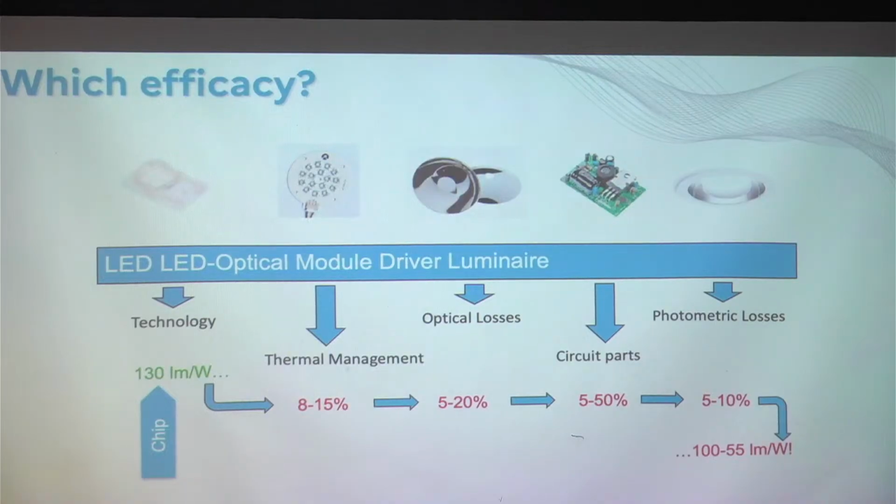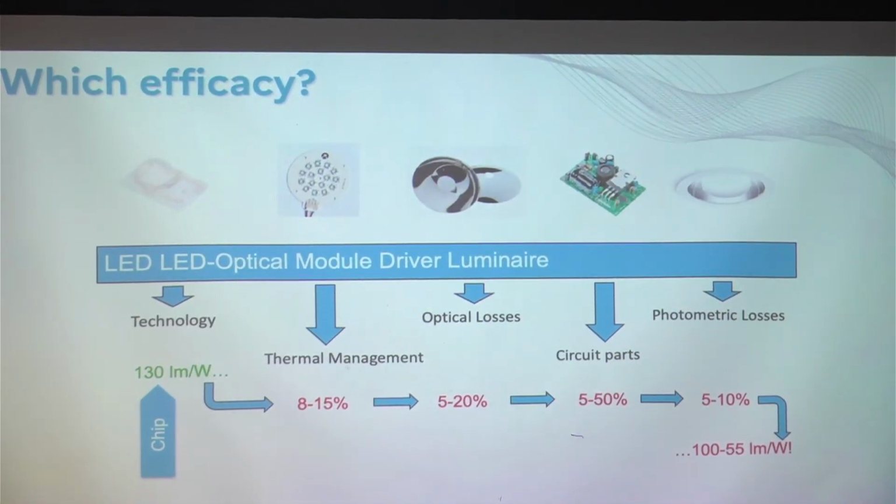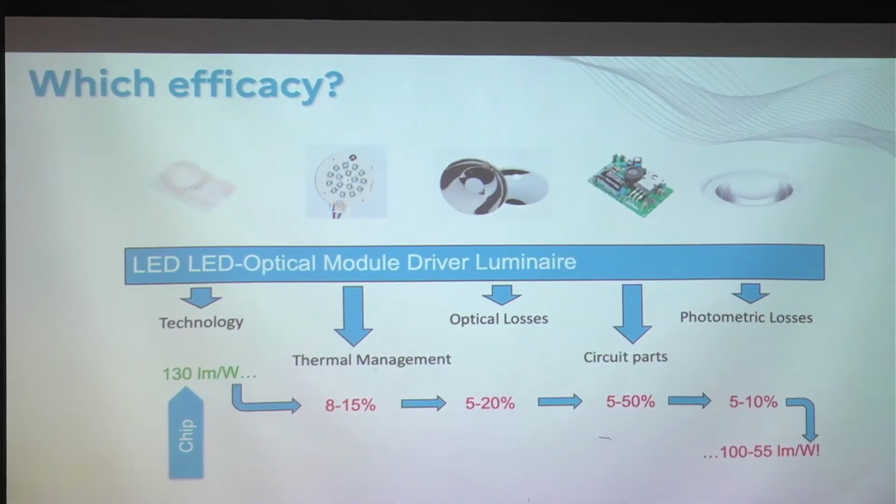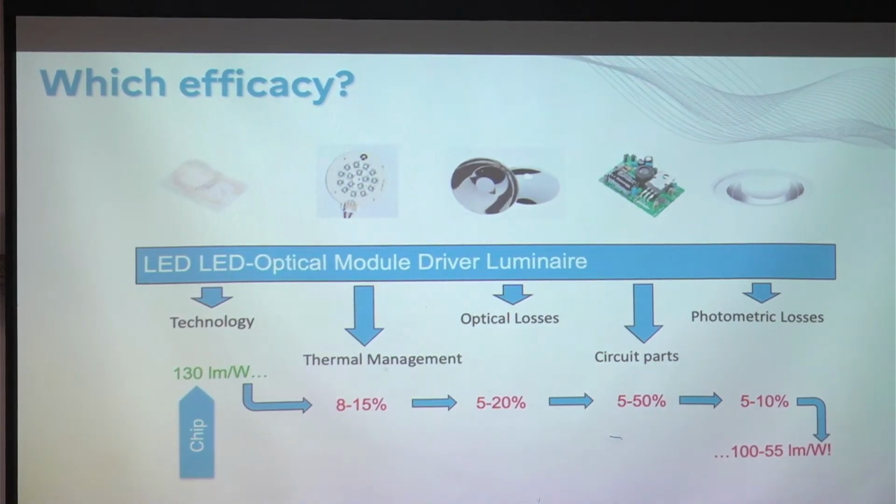You start with 130 and you arrive here. 100 is comparable to a T5 tube, that's okay, but 55 is comparable to a CFL lamp, which is very bad today. The way that you use your system and the way that you integrate the components, the elements of the system, and the different parts of the system that you will use is very critical in order to achieve high luminous efficacy at the end.